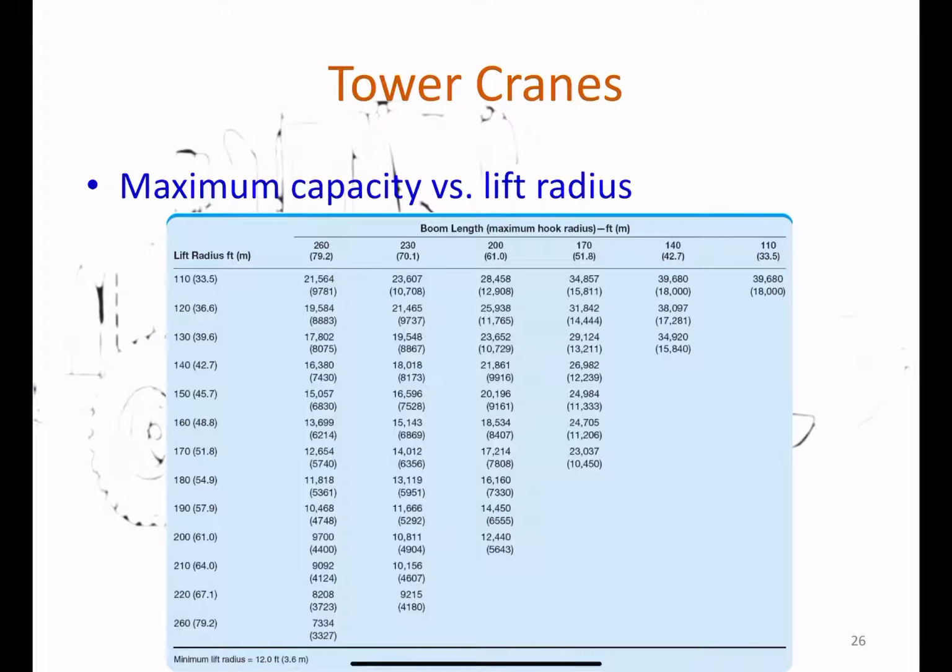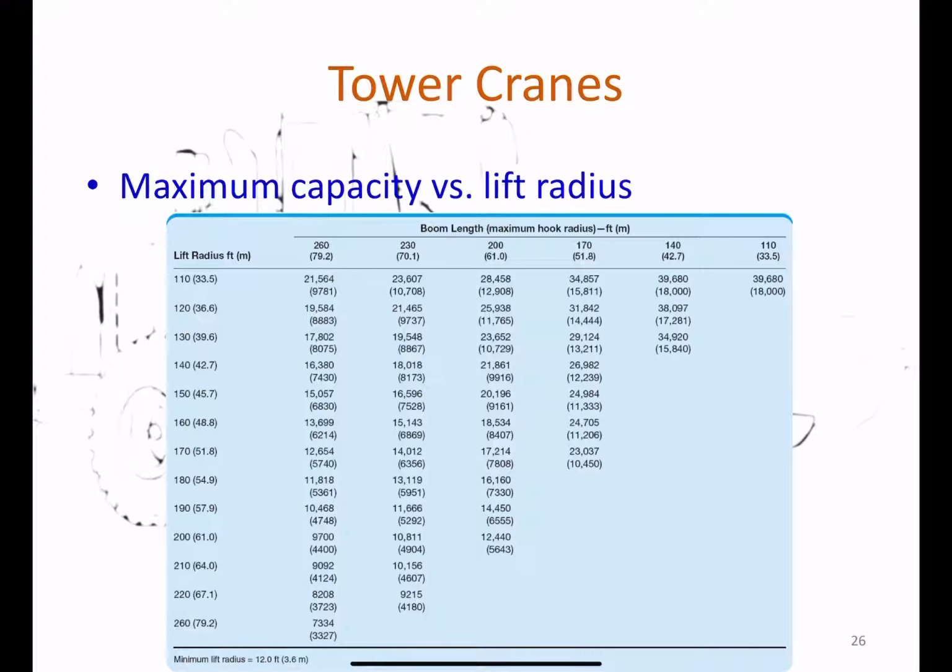For example, in this case, in the first column you see the lift radius, which depends on the site and the boom length of the equipment. The numbers in the middle show you the load, and the load can be in terms of pounds or tons, or kilograms. So keep that in mind when you pick the number.